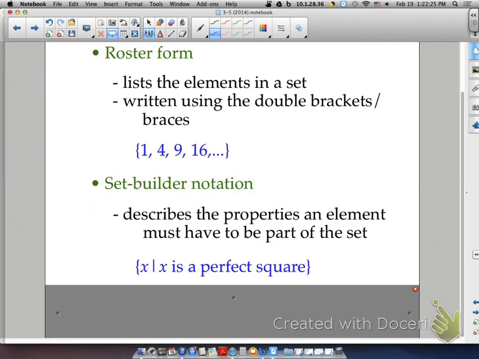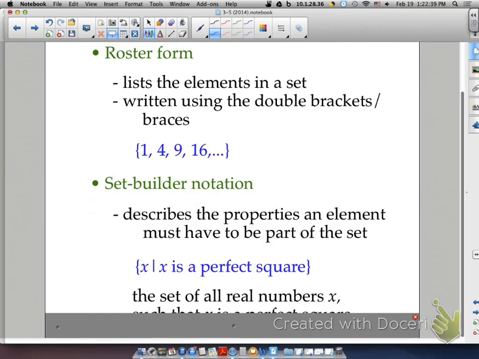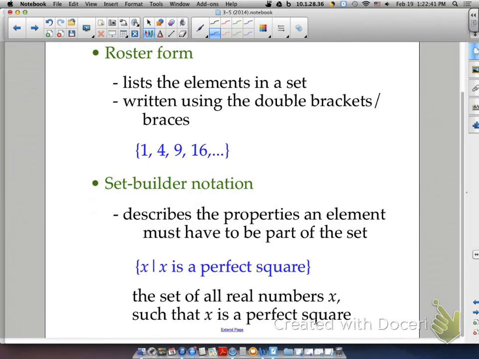Okay, so I'm using the example from the roster form. I have 1, 4, 9, 16, and they're all perfect squares. So if I use a set builder notation, I'll be saying the set of all real numbers x such that x is a perfect square. All right? So instead of listing 1, 4, 9, 16, 25, 36, 49, and so on and on and on, I can simply give a description of the variable that's involved.